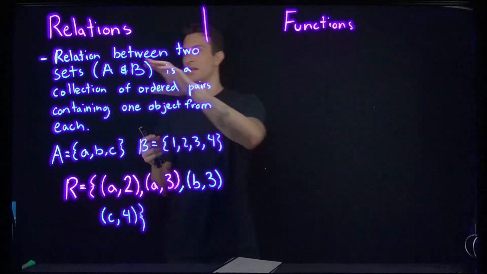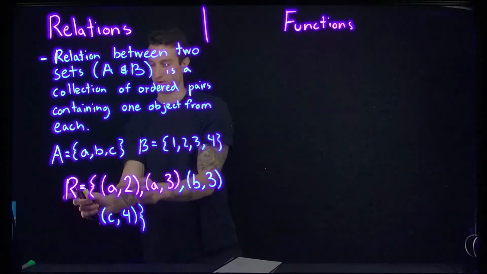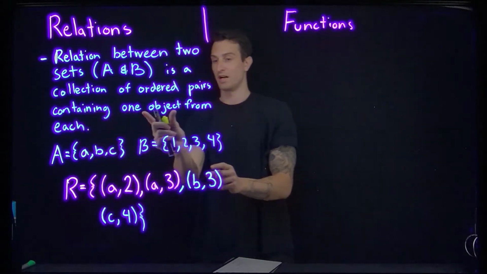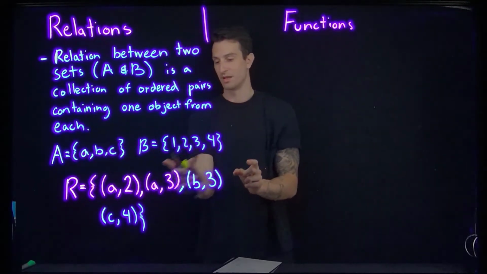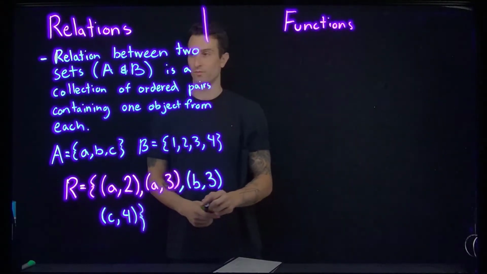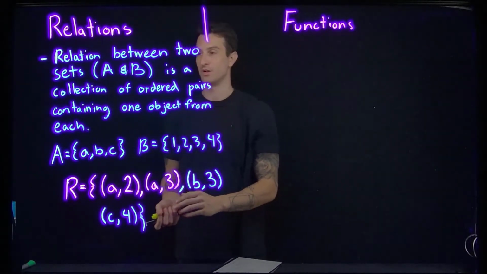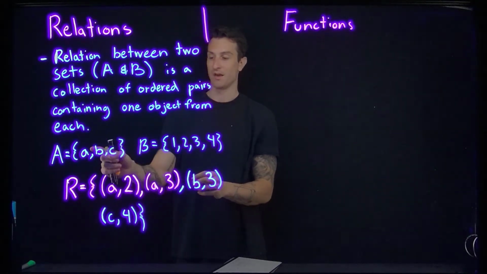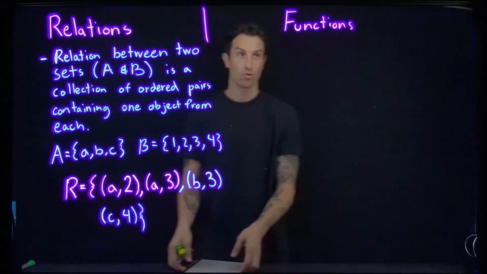So again, a relation between two sets A and B is a collection R of ordered pairs containing one object from each. So there's one object from A, one object from B, all the way through. That's the only qualification you need to be a relation: you're a collection of ordered pairs, and one of your objects is from A, one of your objects is from B.